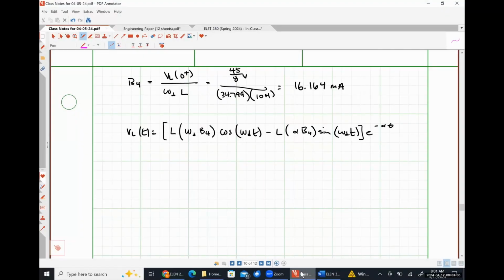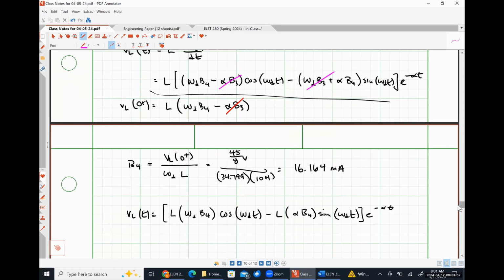So, when we ran out of time on Monday, we were in the process of figuring out what VL of T was for our example problem. Don't know about you guys, but I cannot remember crap from Monday, so we might have to scroll back through and look at some things.